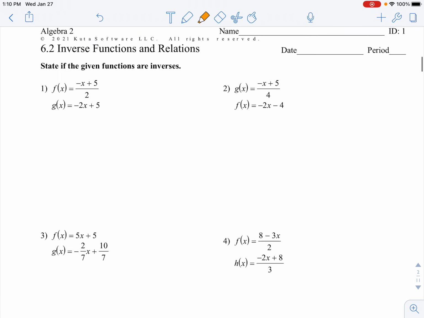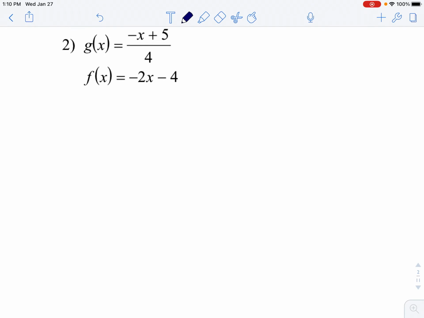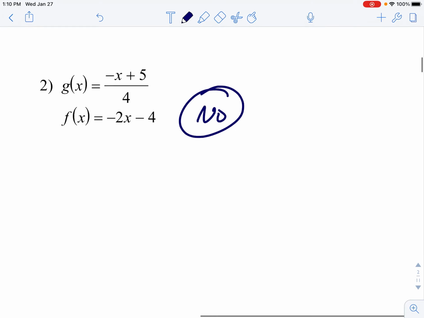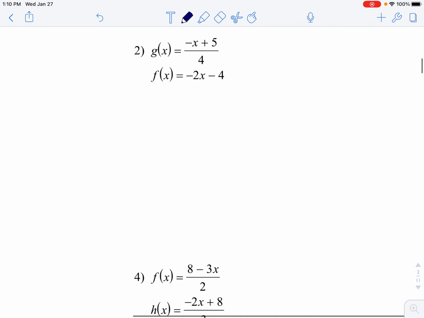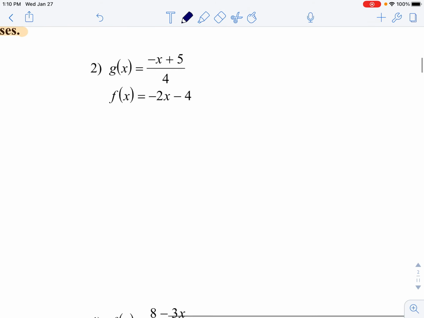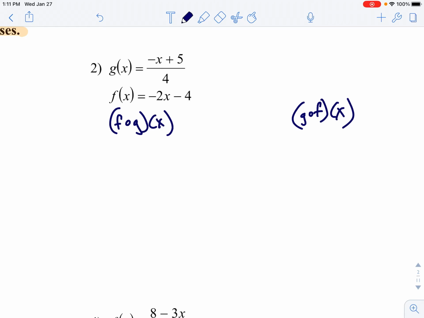I'm going to focus on the first type right now. State if the given functions are inverses. Now let's be real. If you go down, check the answer key, it says no, and write no and move on, I am not giving you credit for that. There is work to show here. So let's focus on that. How do you show your work? You're supposed to do f of g of x, and you're supposed to do g of f of x.